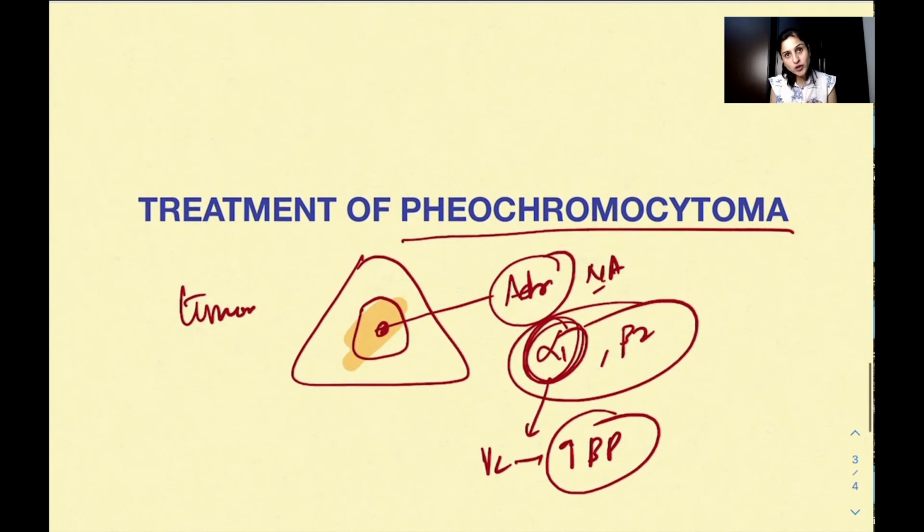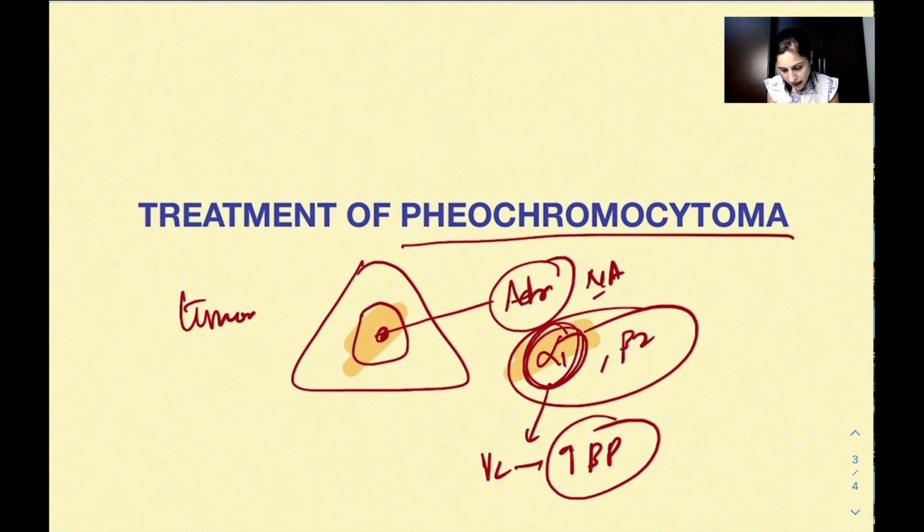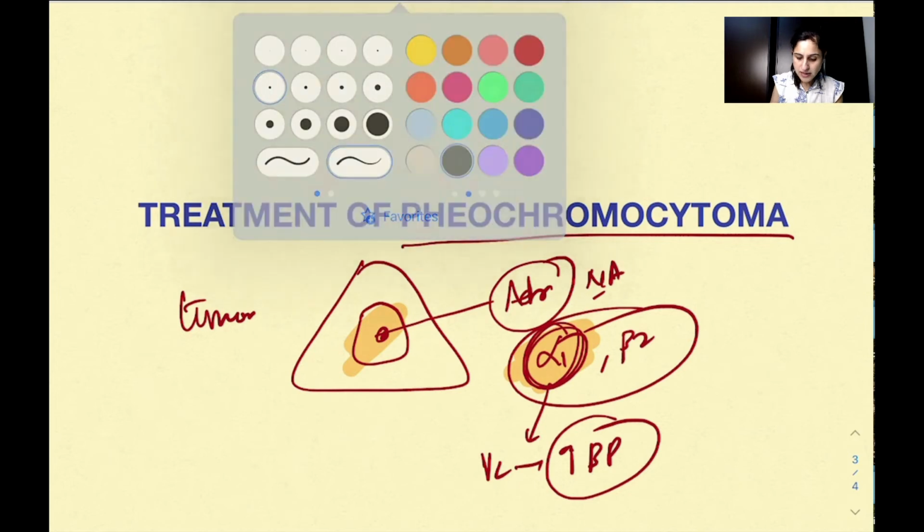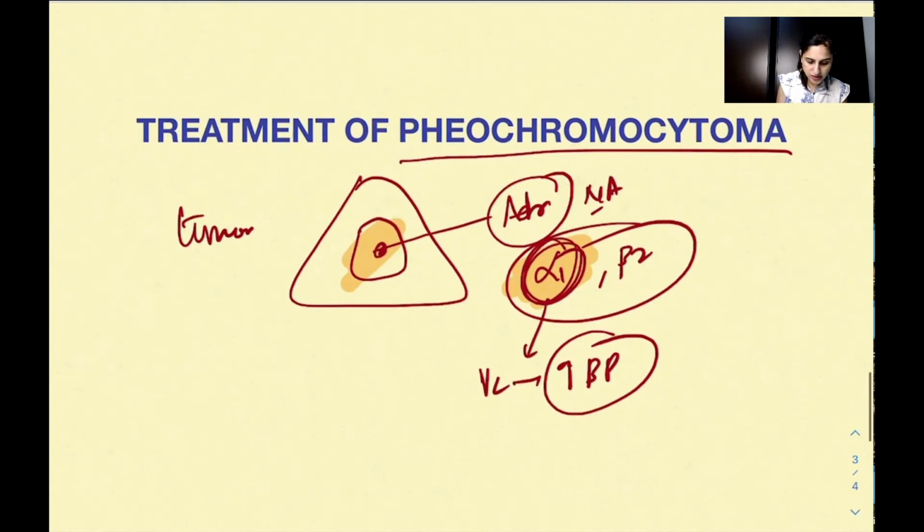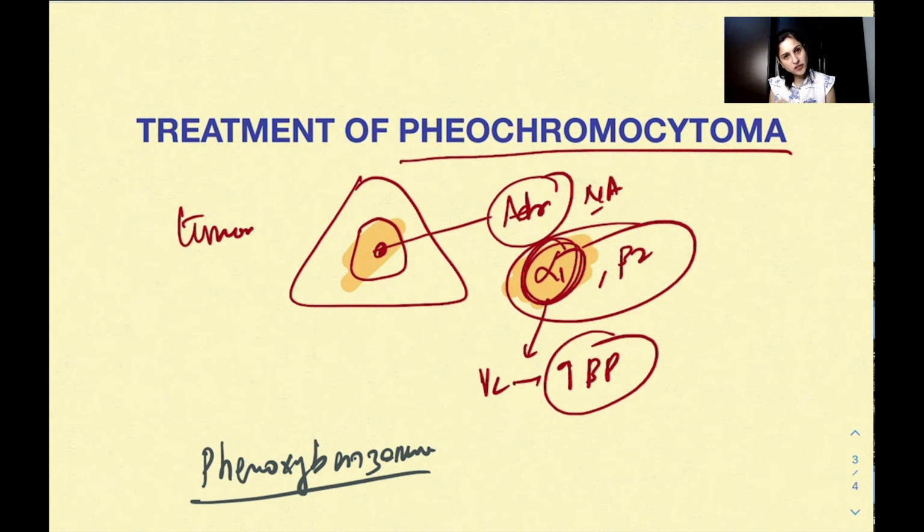And how do we get it to a lower level? We have to combat this effect. We have to block alpha 1. So which drug do we have to block alpha 1? You can give here, yes, your phenoxybenzamine. So when you give phenoxybenzamine, it will take care of the alpha 1 effects. So these high levels of catecholamines are no longer able to increase your blood pressure.